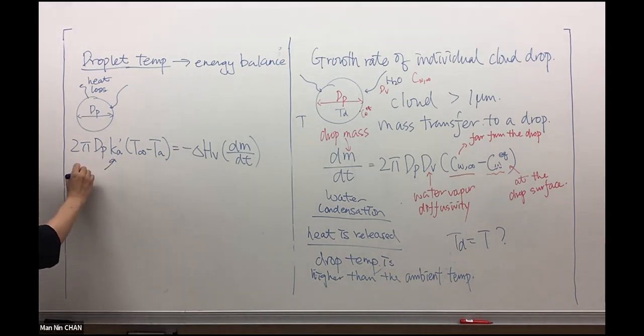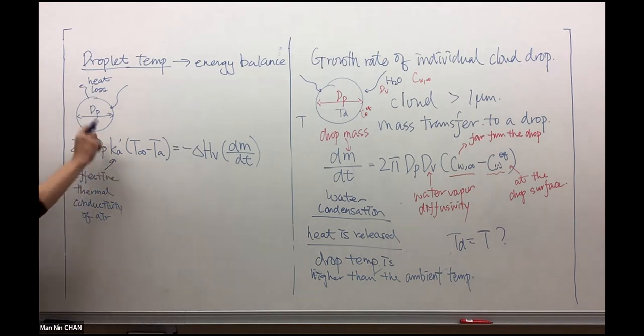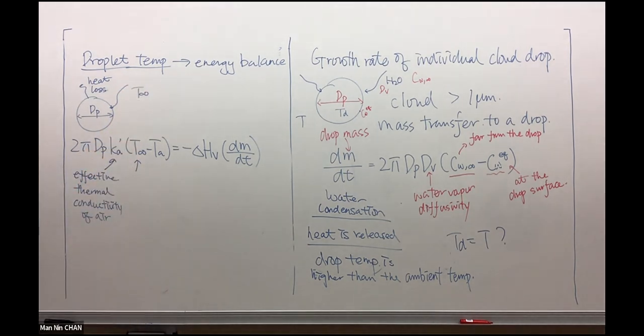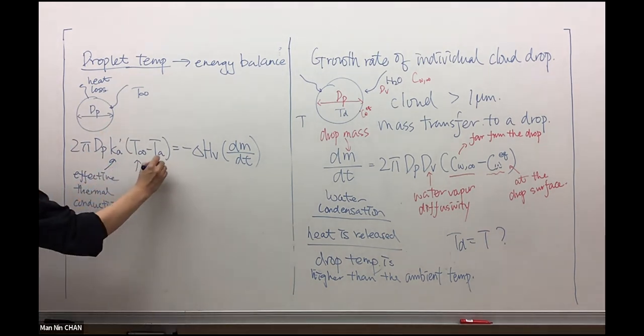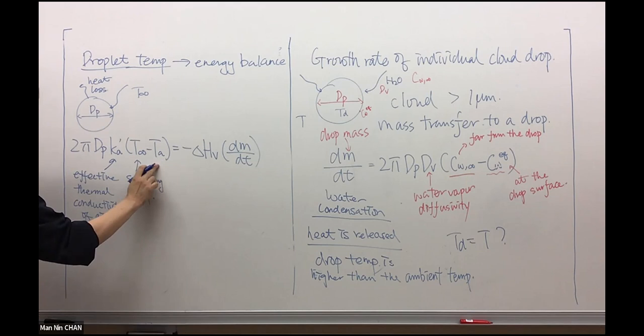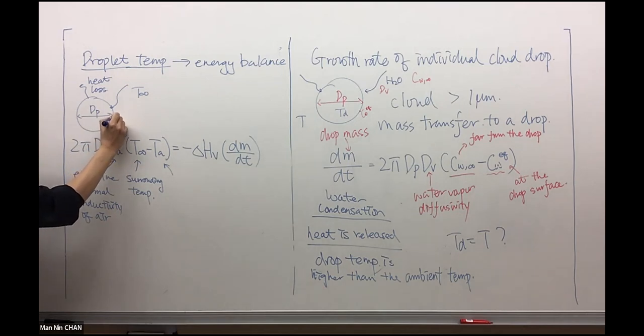So let's say we define a term called the effective thermal conductivity of air. We have some heat loss, and the rate of the heat loss of course depends on the temperature difference. So this is your T infinity, just your surrounding temperature, and then the Ta. The Ta is more specific: it's the temperature at the surface.